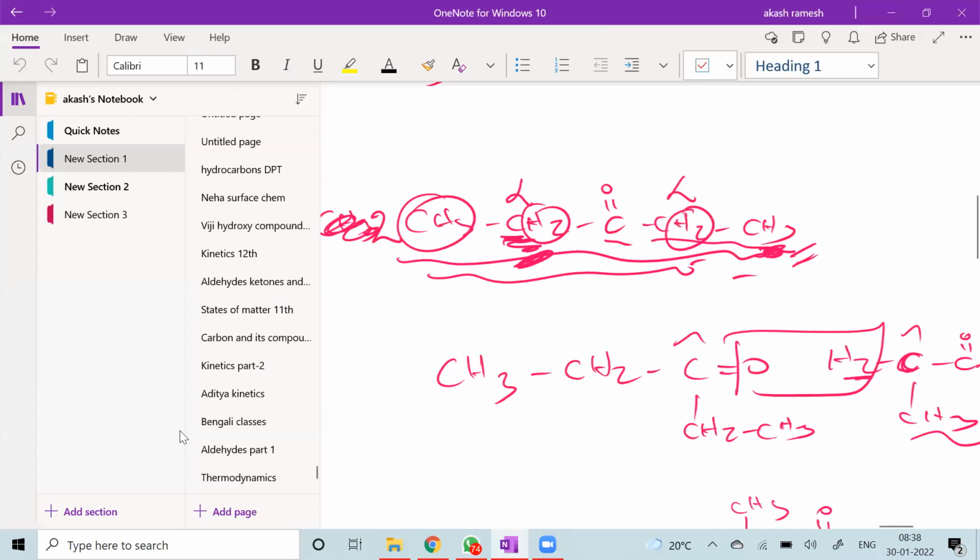Right. So people, I think we have completed your carbon compounds. Homologous series was the last one we saw, if you can remember. So only one chapter is left for you, and that is the periodic table. Can you tell me what portions are deleted in the periodic table, or what is only there? You can tell me.